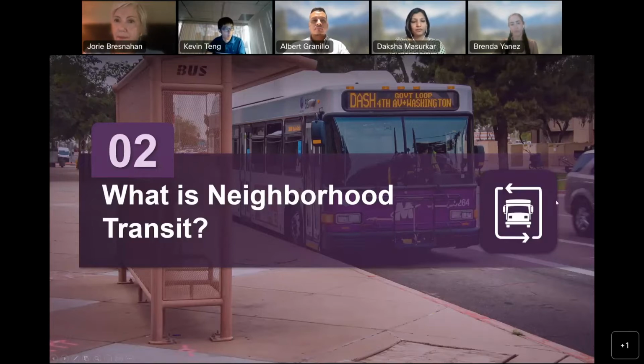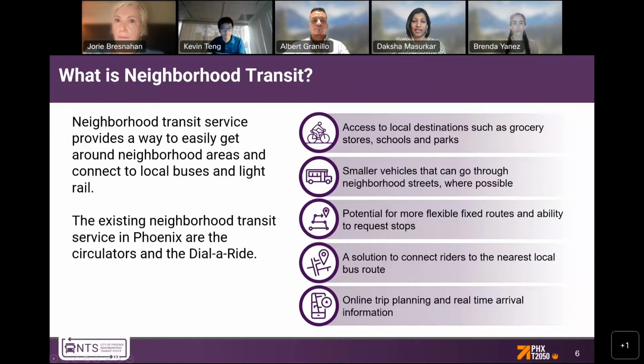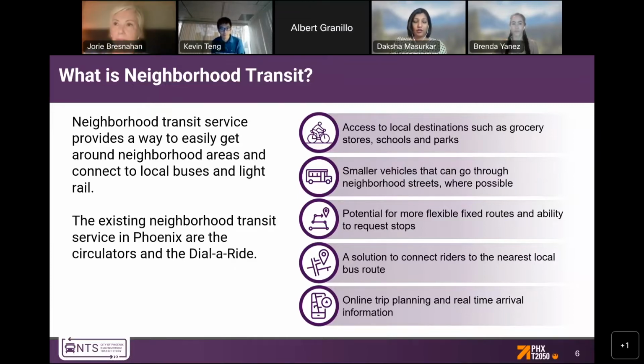Next slide, please. So what is neighborhood transit study? Neighborhood transit service provides a way to easily get around neighborhood areas and connect to local buses and light rail, which means connecting to the larger regional transit network. The existing neighborhood transit service in Phoenix area right now are circulators and dial-a-ride service.